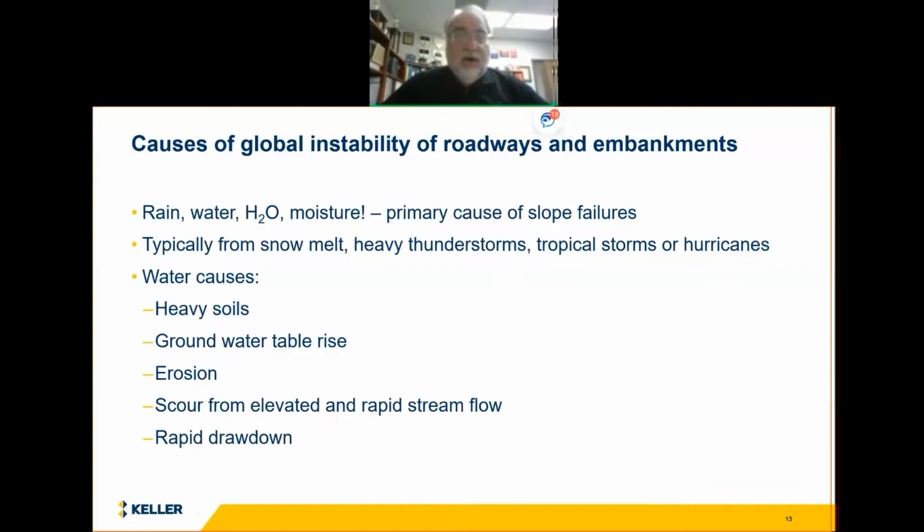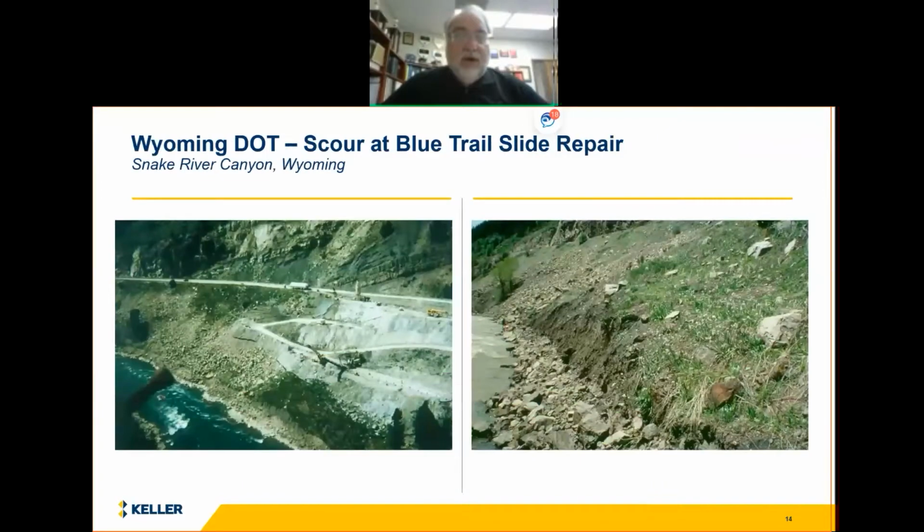And then the worst slope instability that we have is rapid drawdown, where you have the heavy soils and yet the water table is very high, and you have your least factor of safety during the rapid drawdown condition. This is a project we did many years ago in west central Wyoming for the Wyoming DOT called the Blue Trail Slide. It was located in the Snake River Canyon, and every year when the snow melted, they had tremendous floods, as you can imagine, in the Rocky Mountains there.